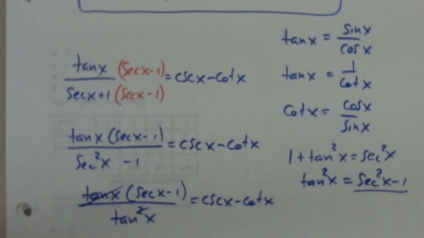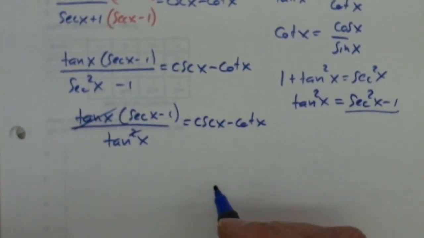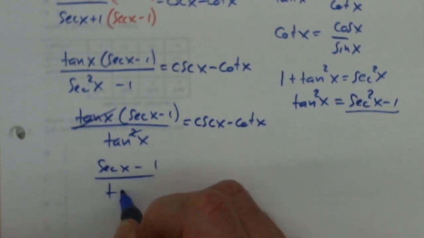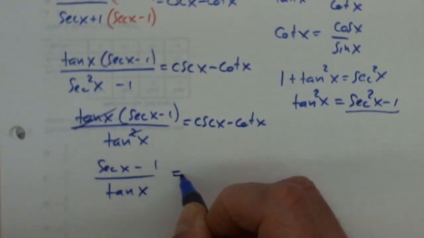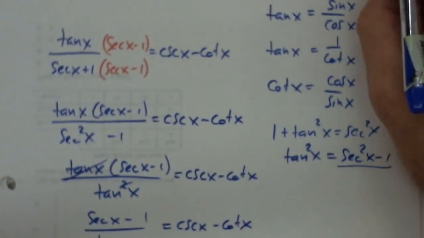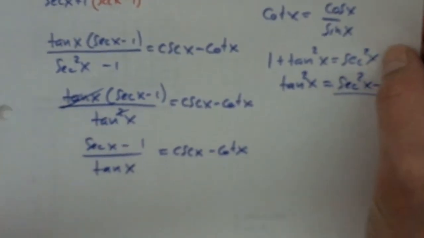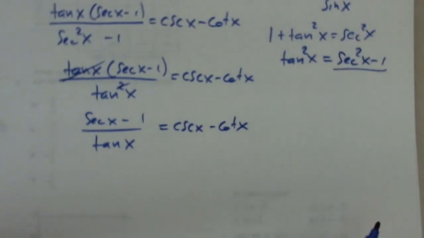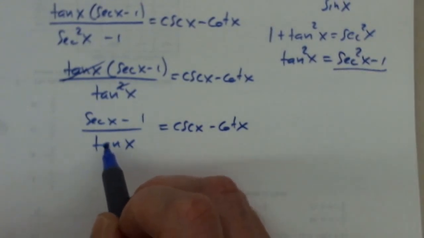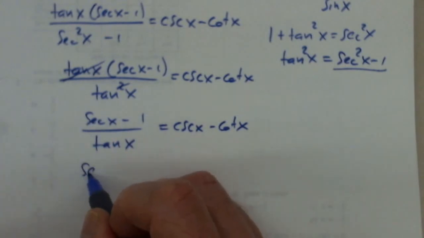We get to cancel secant minus 1, and we have tangent. Since we have one thing in the denominator, we can split it like that.